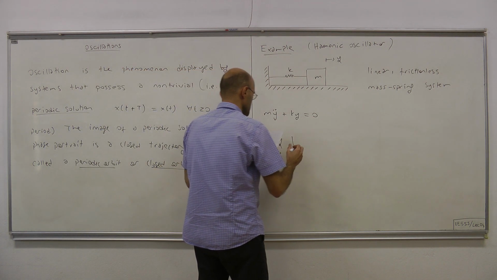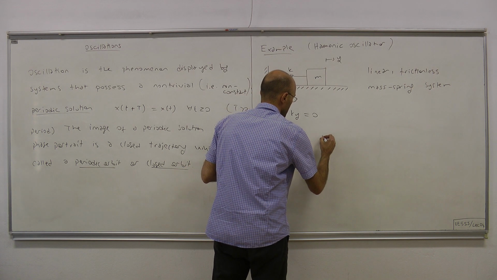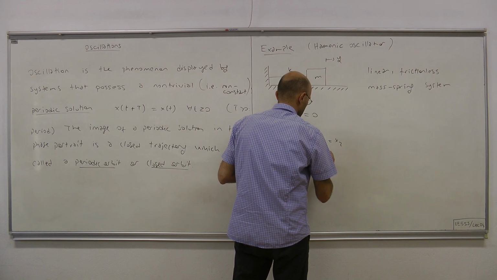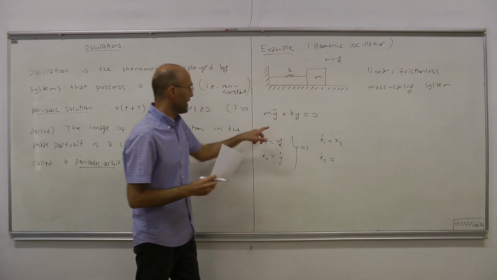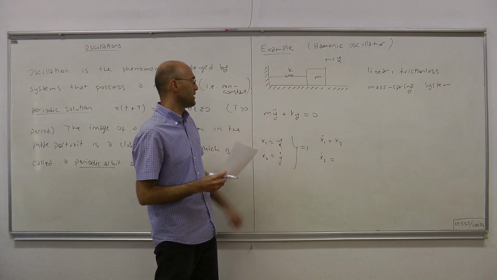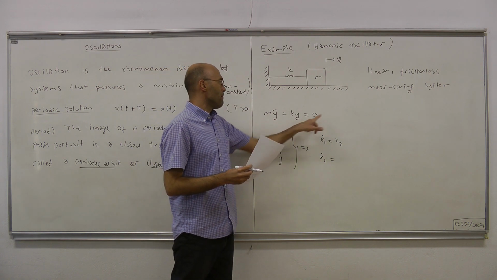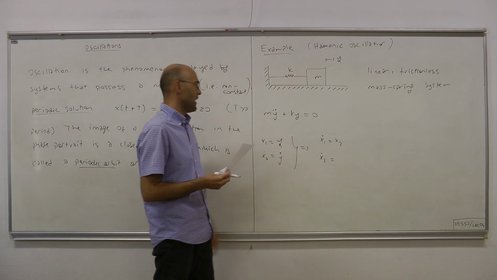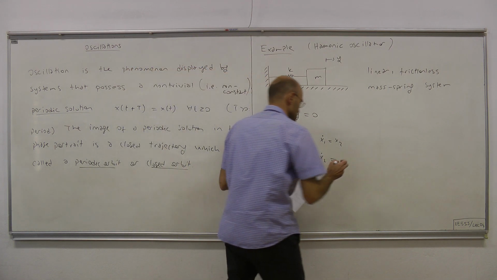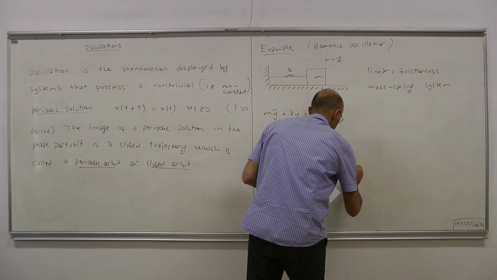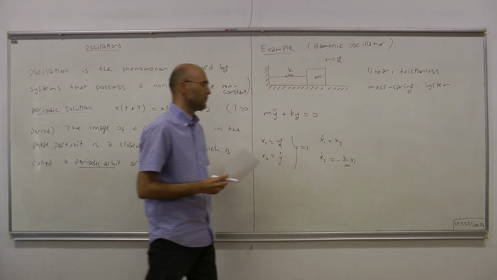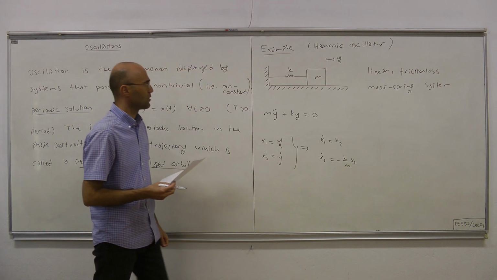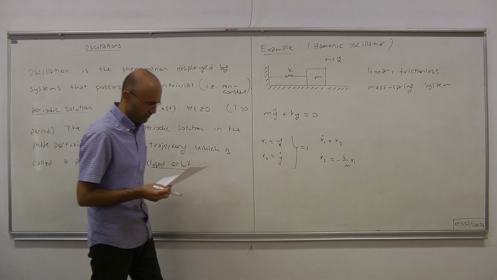Now with this choice of state, we have the state equation x1 dot equals x2, and x2 dot, which is y double dot, equals minus k over m y, and y is x1, therefore x2 dot is minus k over m x1. Okay, so this is the state space representation of the frictionless mass spring system.